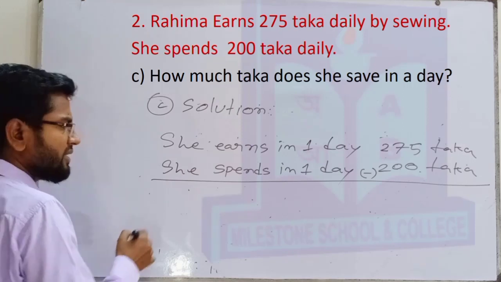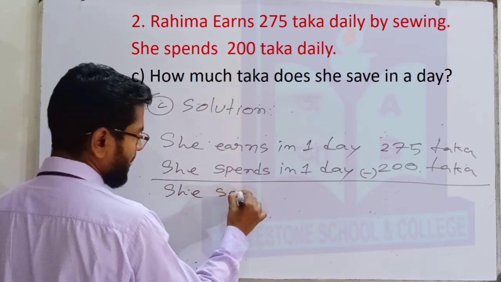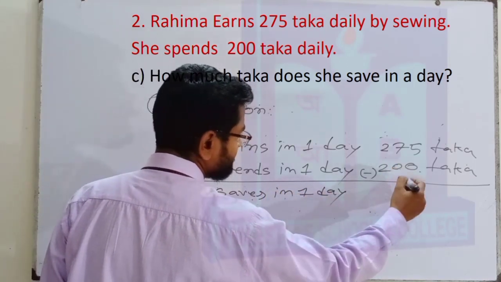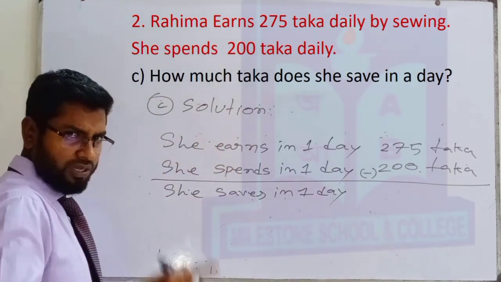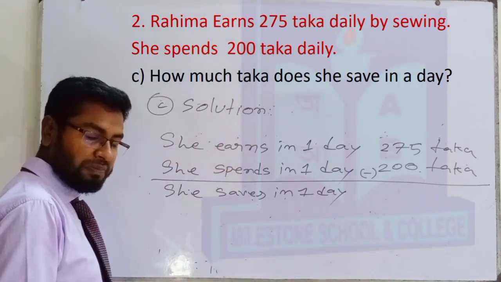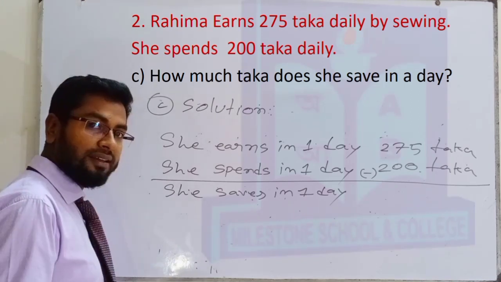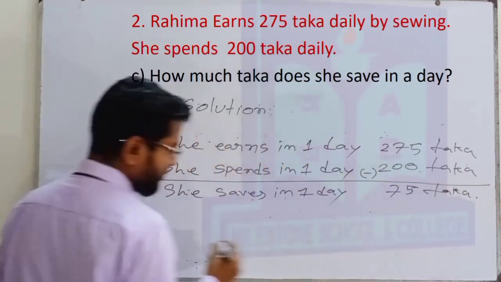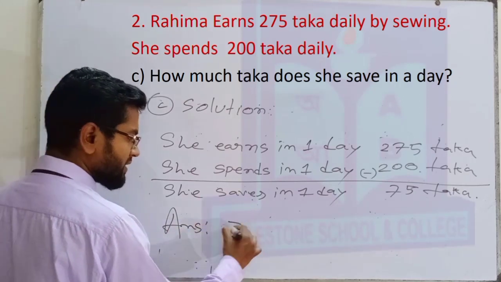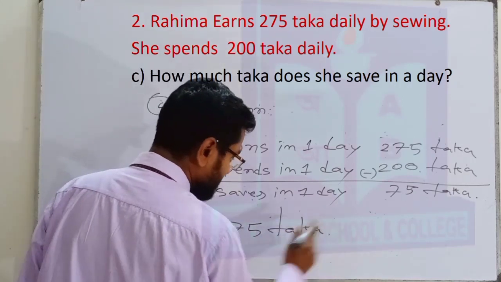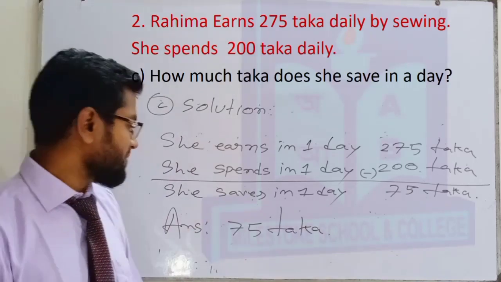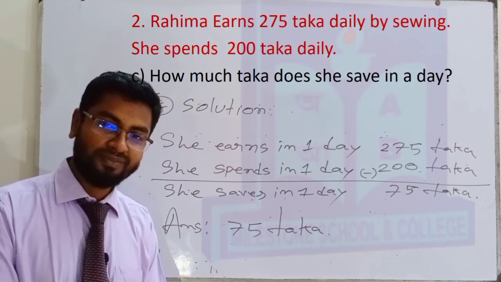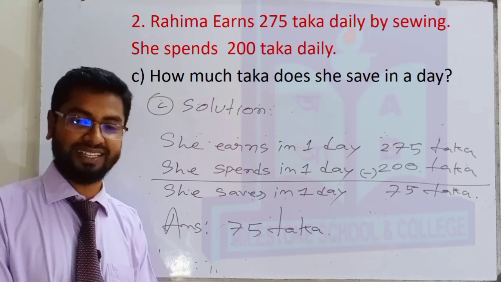Now we will write: she saves in one day how much taka? Subtract. Will I subtract or will you subtract? Tell me loudly. Yes, it will be 5 and 7, taka. Now, answer: 75 taka. In one day, she saves 75 taka. Is there any problem? I think there is no problem.